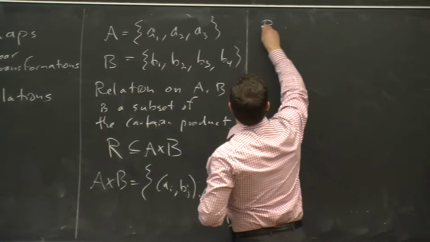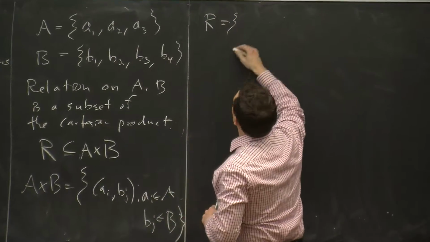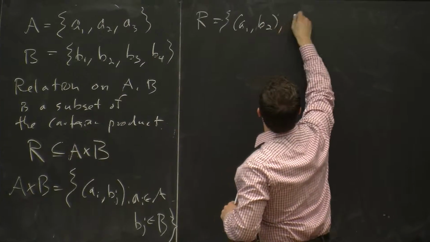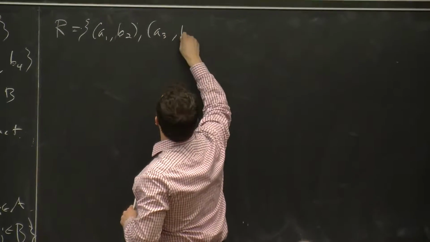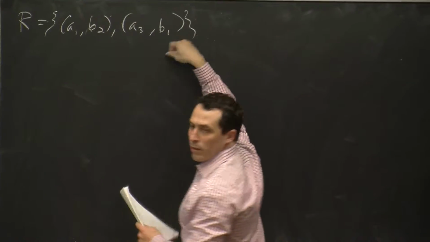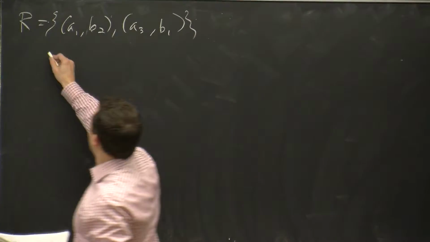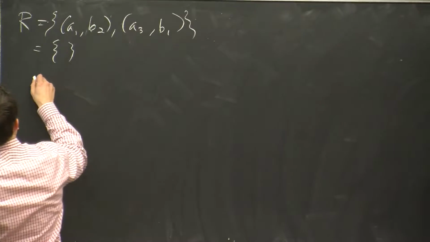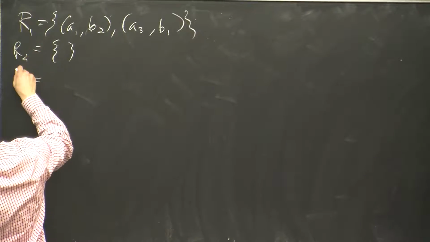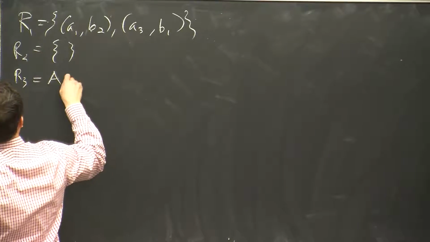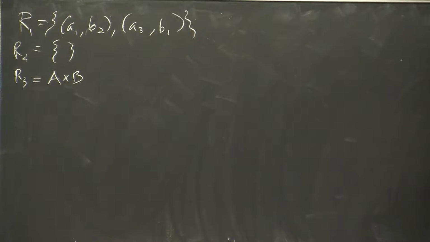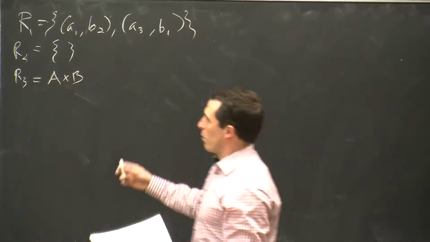So e.g., A1, B2, A3, B1. That would be a relation. Here's another relation. Here's another relation. It's R1, R2, R3. So each relation is itself a set, and the set of all relations is a set.